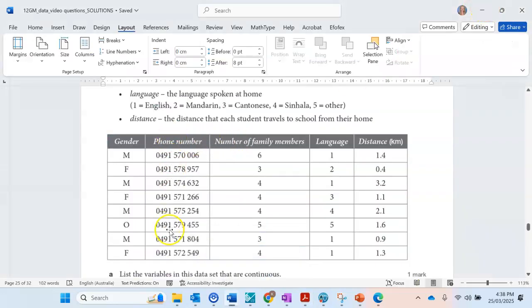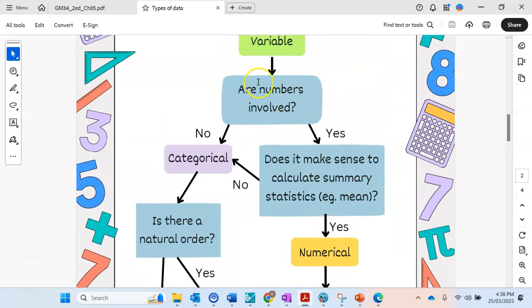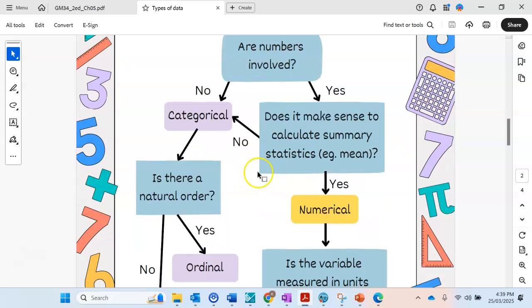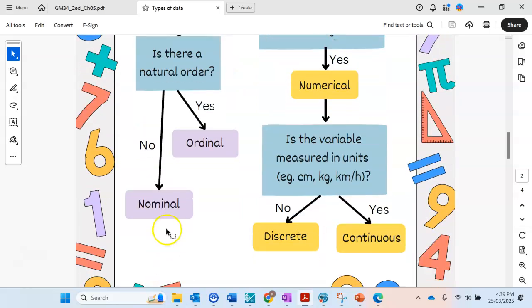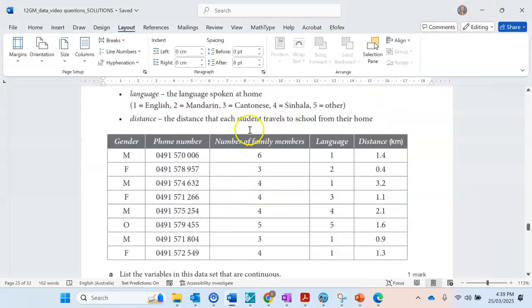All right, phone number. So this is a tricky one because often when we see numbers, we think it's got to be numerical. So are numbers involved? Yes, they are. Does it make sense to calculate summary statistics? So is it normal to calculate the mean phone number, the average phone number? Well, no. So it's got to be categorical. Is there a natural order? Well, no, not really. They're phone numbers, so it's just nominal data. The phone numbers are just a bunch of numbers that we use to call people. It doesn't actually mean anything.